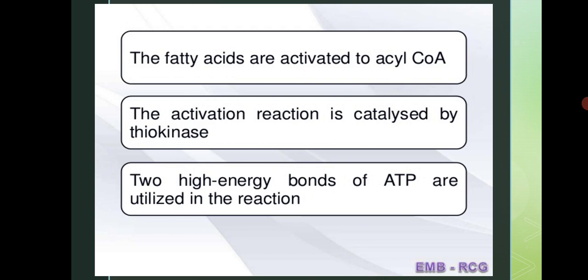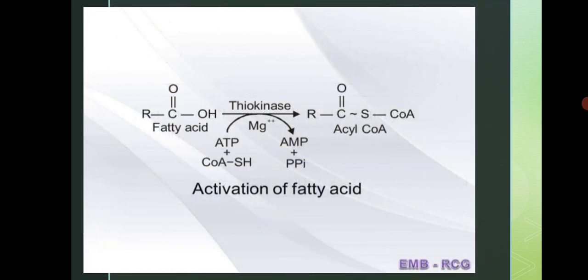Now the fatty acid that is present in the cytosol, we want to activate that. What do we have to do? We have to activate it so that it can be used in our synthesis. So how will you activate that? You will activate it to the acyl CoA. Fatty acids are activated to the acyl CoA, and this activation is catalyzed by the enzyme called thiokinase. And when you catalyze this reaction, there is need of ATP. So this is activation of fatty acid.